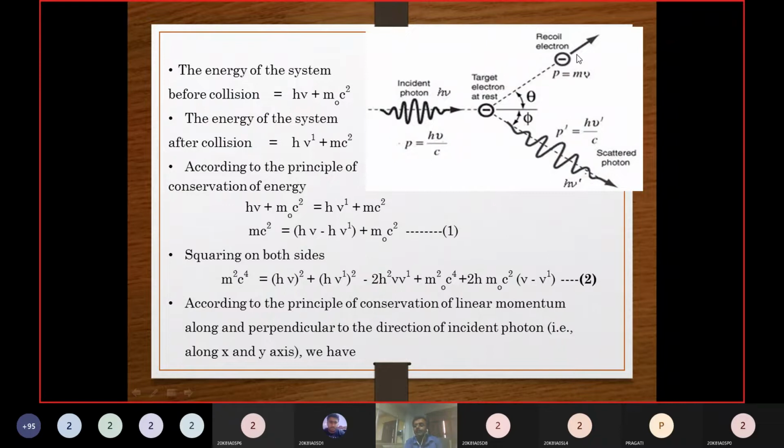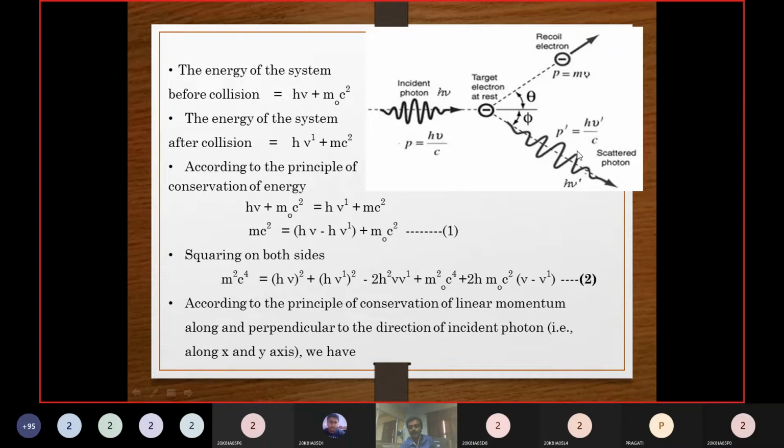That's why this momentum is divided into two parts. One is the horizontal direction, another one is the vertical direction. In the horizontal direction, we are taking mv cos theta, momentum equal to mv cos theta, otherwise p cos theta. In the vertical direction, what is the momentum? P sin theta.